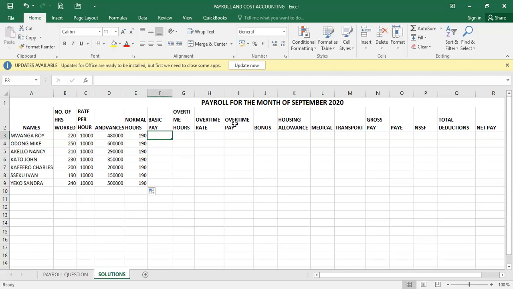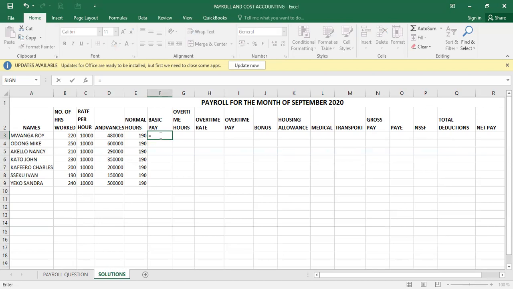And the other one is overtime pay. Then we have the bonus, the housing allowance, the medical allowance, the transport allowance, gross pay, NSSF, total deductions, then finally our net pay. So we can go ahead and compute.